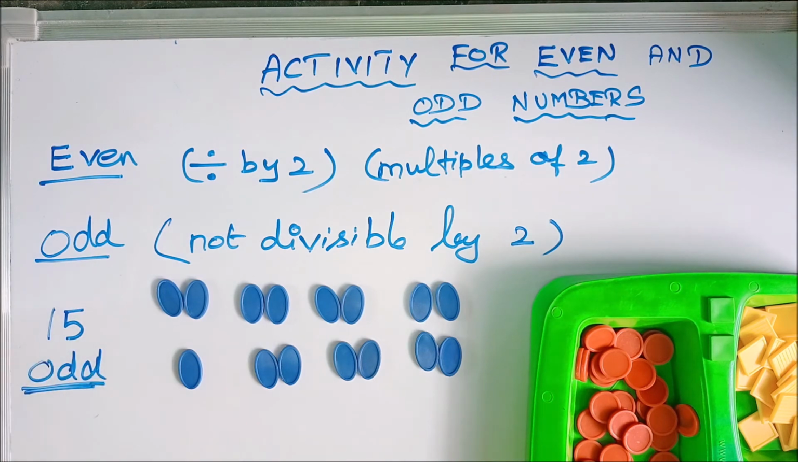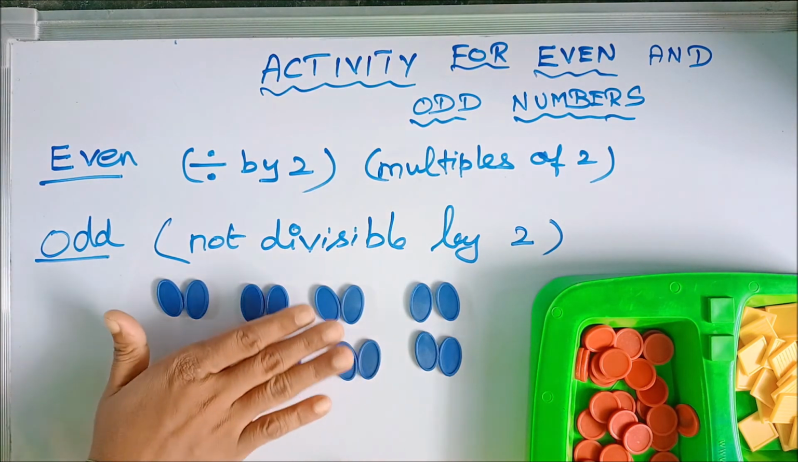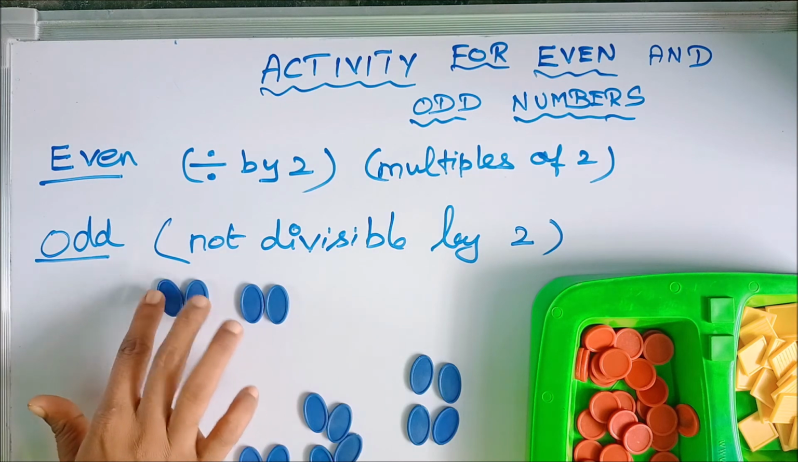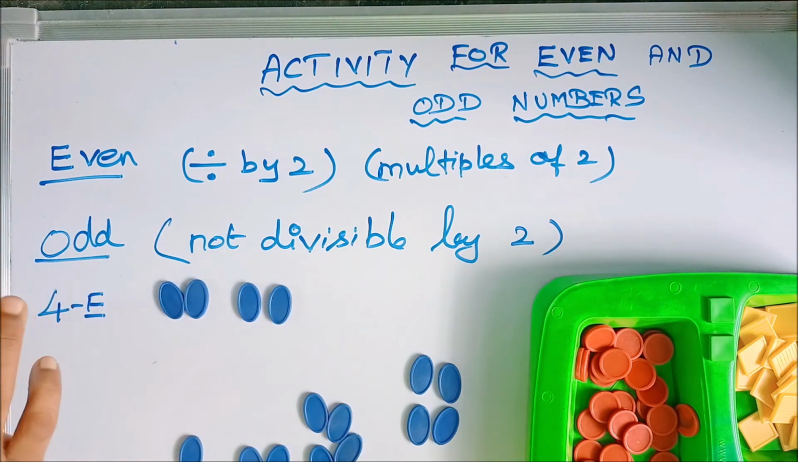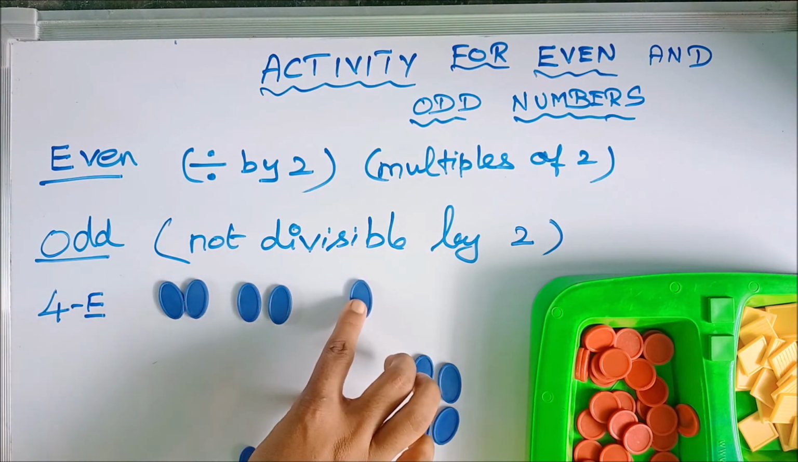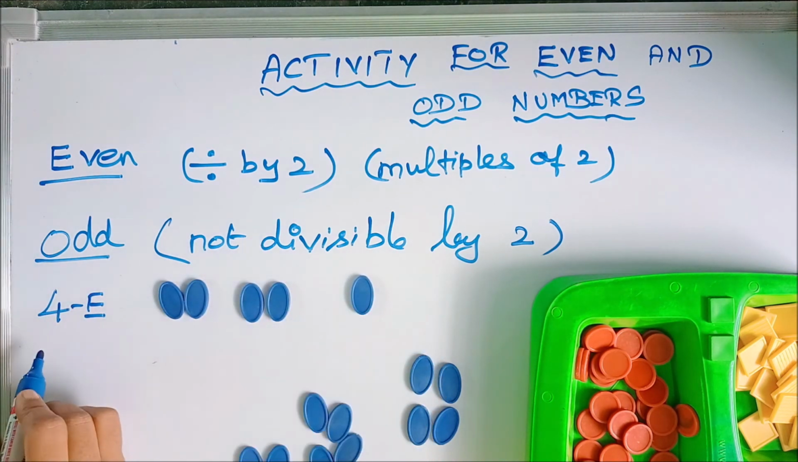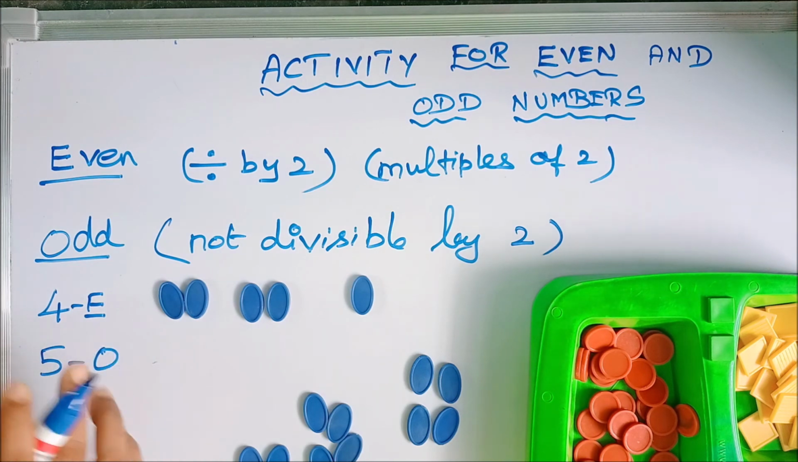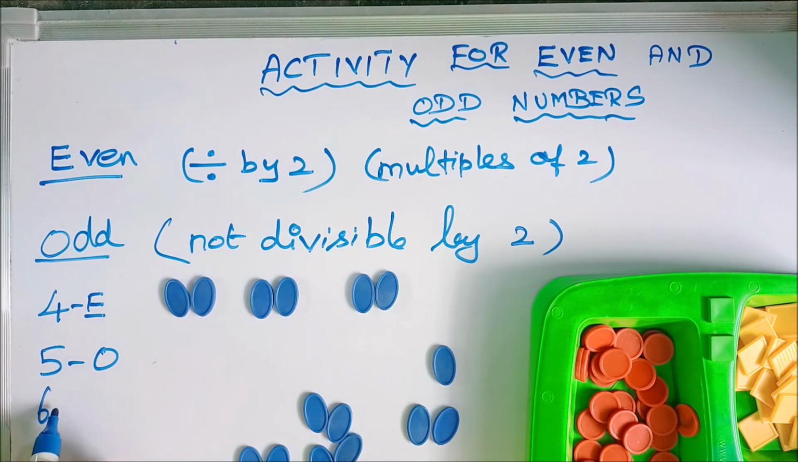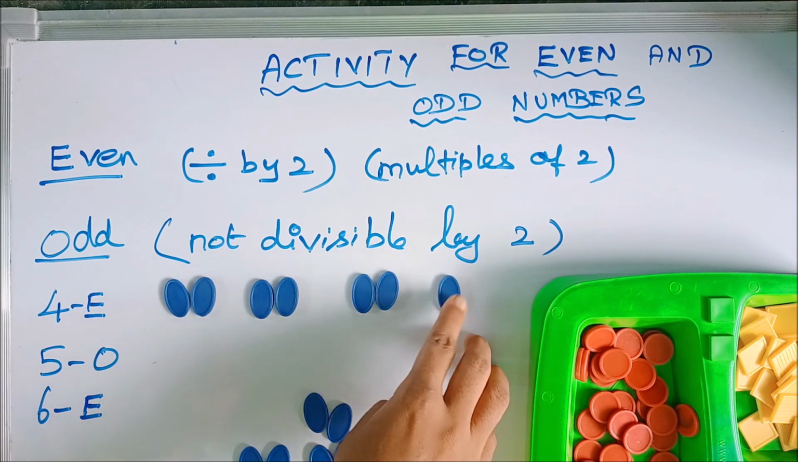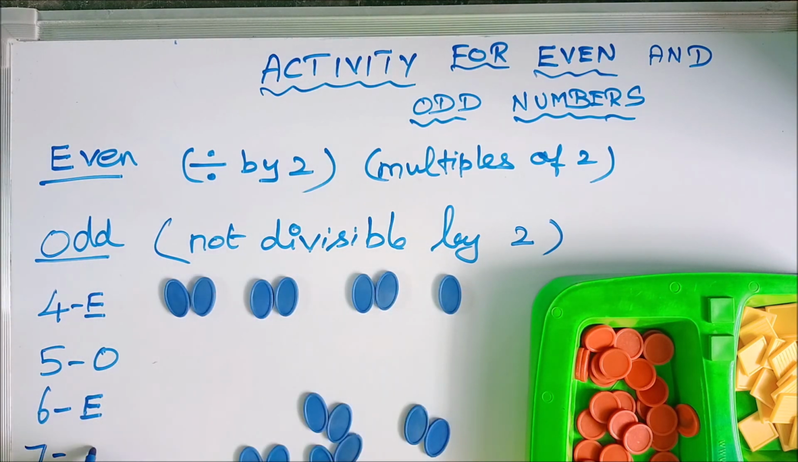Do you understand, children? Suppose let us take 4 coins. See, 4 coins. All the coins are paired. So we can say 4 is an even number. Suppose if you take 5 coins, see we have one coin not paired. So we can say 5 is an odd number. Suppose if you take 6 coins, see all the coins are paired into 2. So you can say 6 is an even number. If you take 7 coins, see the last coin is not paired. So we can say 7 is an odd number. Okay, do you understand the concept of even and odd numbers? Okay, children, thank you.